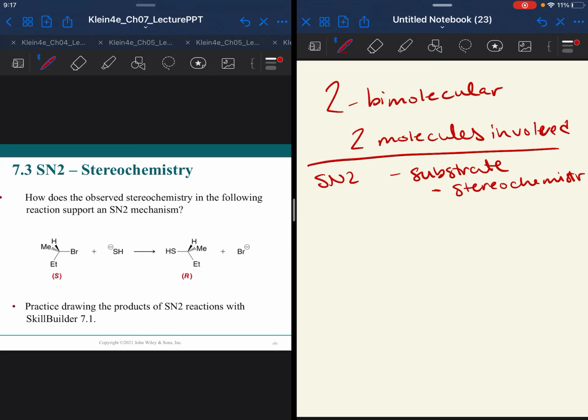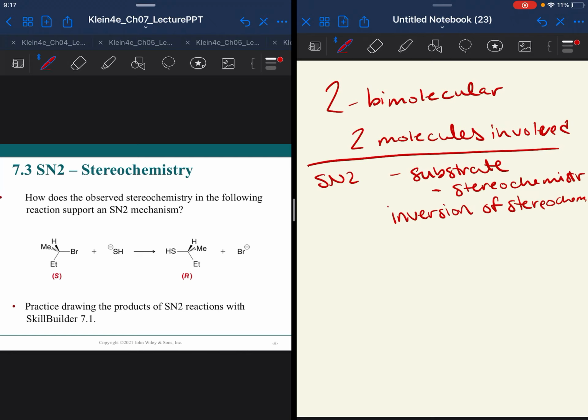Something to note in the SN2 mechanism is that you get an inversion of stereochemistry. Now this, and I'm just going to put stereochem. There we go. This is relevant when the carbon that is being attacked is a chiral center. If it's not a chiral center, there's not an effect on the product. But when there is a chiral center, it's really important.